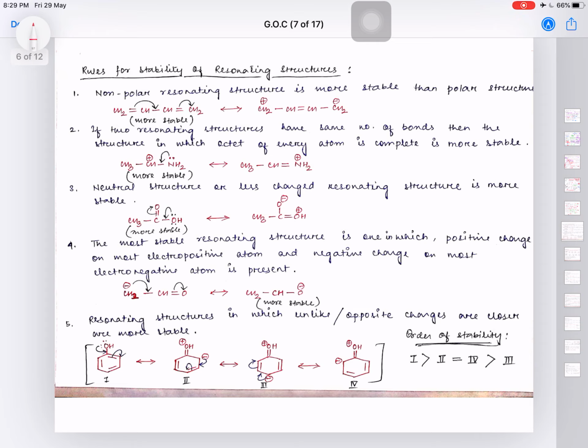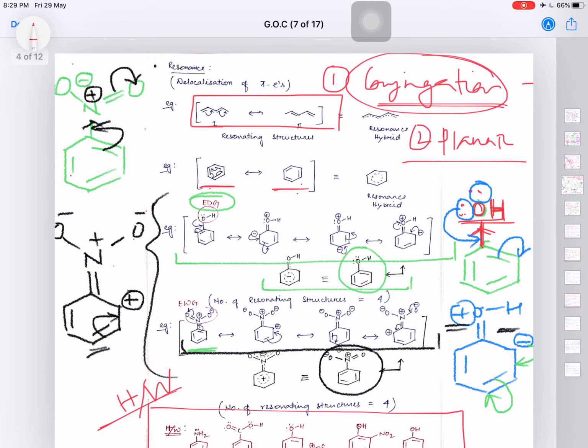Next are the rules for finding stability of resonating structures, okay. Now one more thing in this resonance: all the structures that we can draw are called your resonating structures. This structure is not considered because it is the same as the first structure. So these four structures only will be considered. These are the four resonating structures for phenol, and these are the four resonating structures for nitrobenzene.